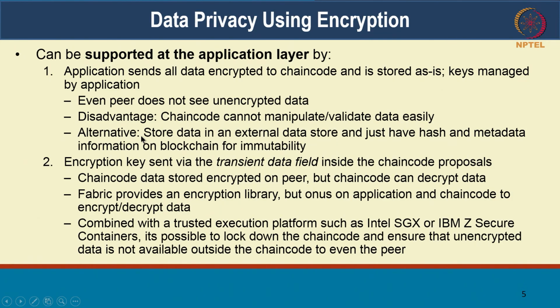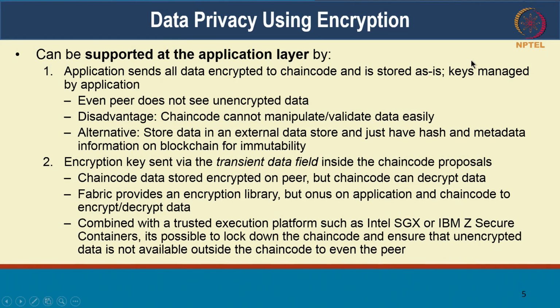Alternatively, you could store private data off-chain, right? You can store it in an external data store, ensure that the right parties have availability of the data, and just have the hash and metadata information stored on the blockchain. So that will give you the immutability. So if someone goes and changes the data in the external data store, anyone can actually check the hash on the blockchain and determine that something is wrong, right? The hash doesn't match anymore. So you know that at least you can detect that someone has changed or tampered with the data.